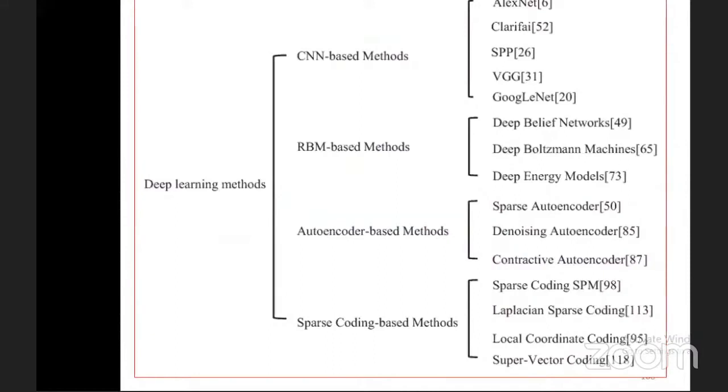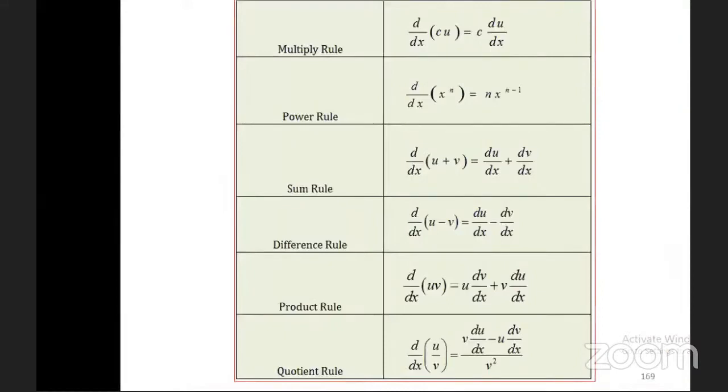In CNN, we are using the VGG model. I have used VGG, ResNet, and GoogleNet for my research work. And for RBM based methods, we are using deep belief networks, deep Boltzmann machines, and deep energy models. For auto-encoder based methods, we are using sparse encoder and denoising encoder. These are the formulas, etc. These are the top 10 algorithms I have used for my research.